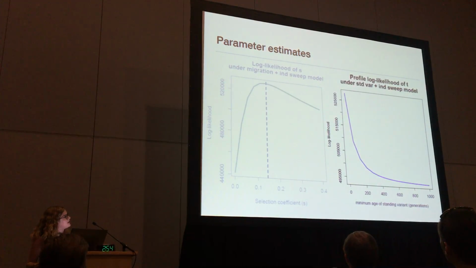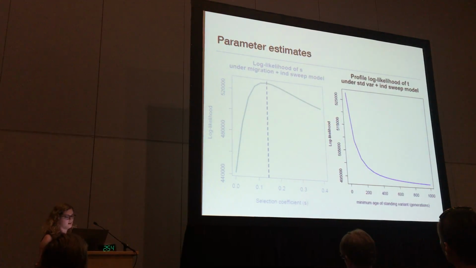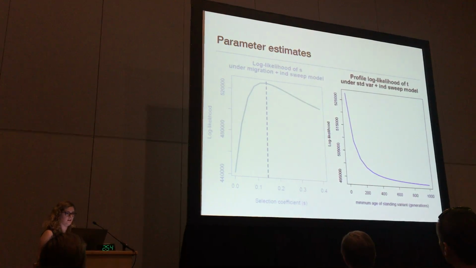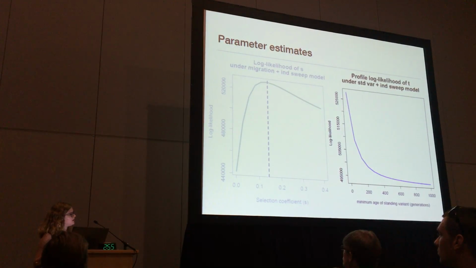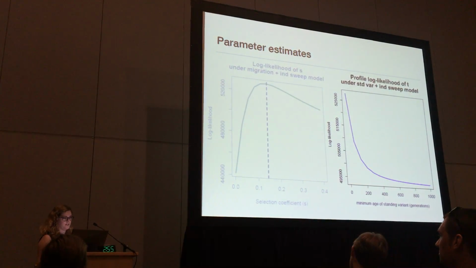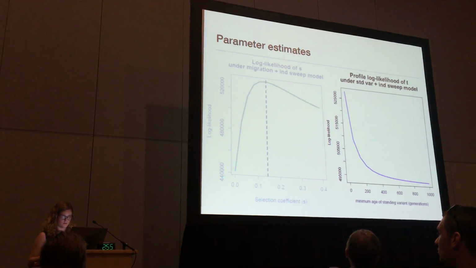And additionally, when we look at our standing variation in the north and independent sweep in the south model, what we see is that the minimum age of the standing variant, so how long our beneficial allele has been standing in each population independently, is peaking at 0 generations. So this implies that either the variant is very recently standing or migration is actually pushing it between these populations in the north.